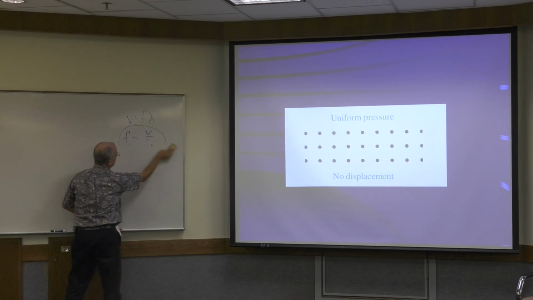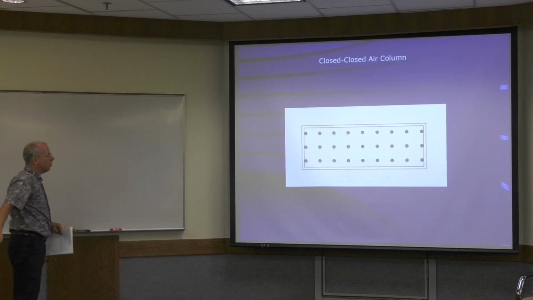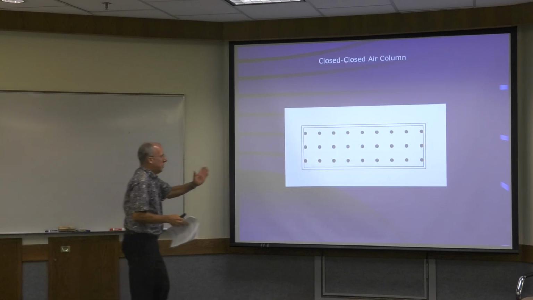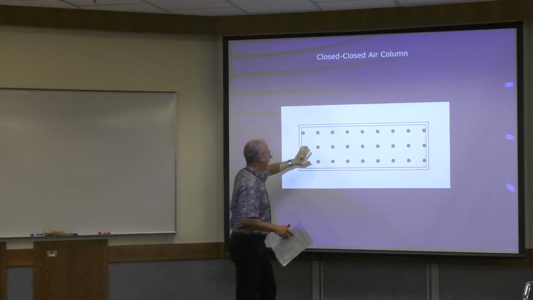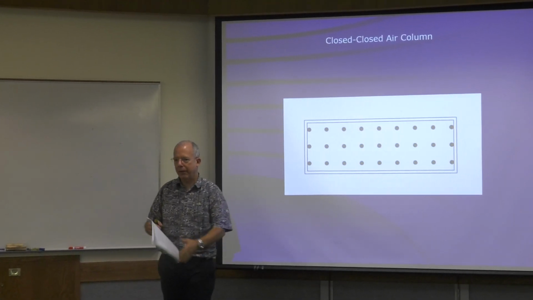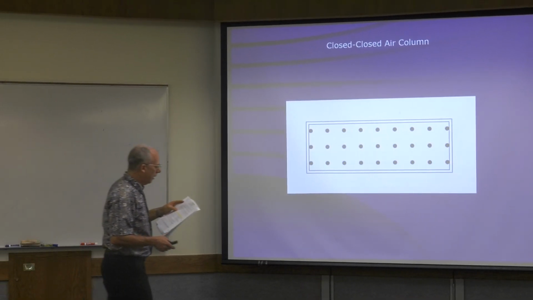And again, it's just to help us figure it out. So we want a closed column of air. Just what it says, right? This is a column of air with closed ends, so the air is stuck. It can't get out, can't get in. And the length of this thing is L.